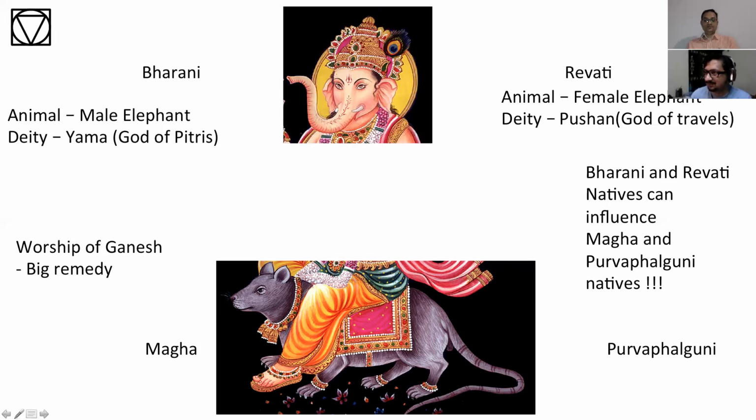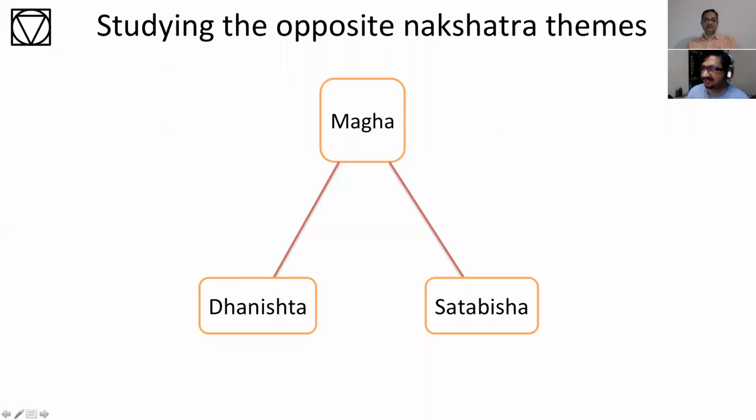So yeah, moving to the second thing. Now I want to share some ways you can actually study nakshatras better. One way I've seen work miraculously well is to study the nakshatras that fall exactly opposite to the nakshatra which you're studying. So the nakshatras falling opposite to Magha Nakshatra in Leo, in Aquarius, would be Dhanishta and Satabhisha.